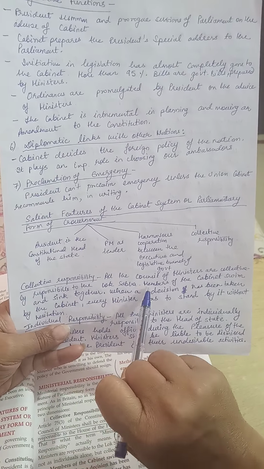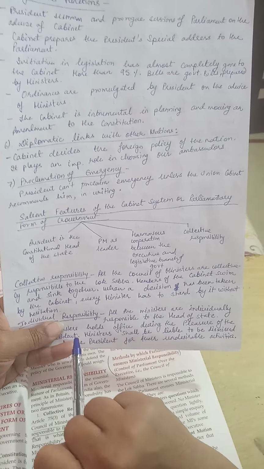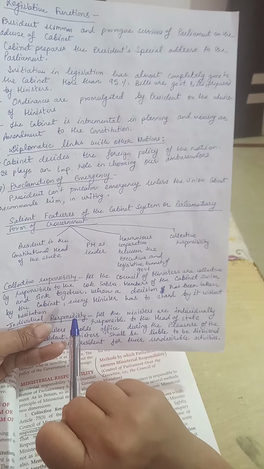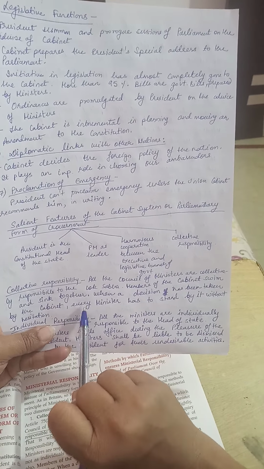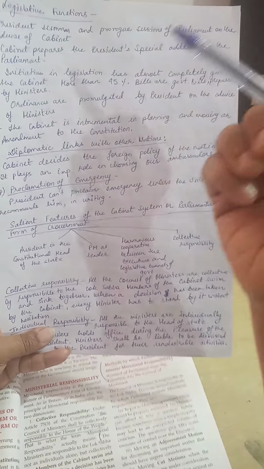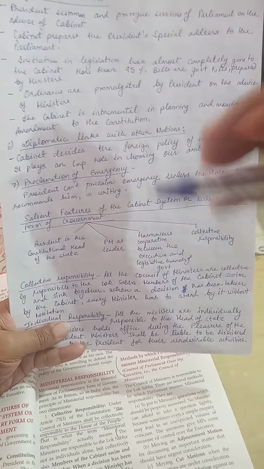Whatever decision is taken in the cabinet meeting, all the cabinet ministers must abide by the decision. They have to stand by the decision taken by the cabinet without any hesitation. If one cabinet minister has taken the decision, all the cabinet ministers must stand by it.